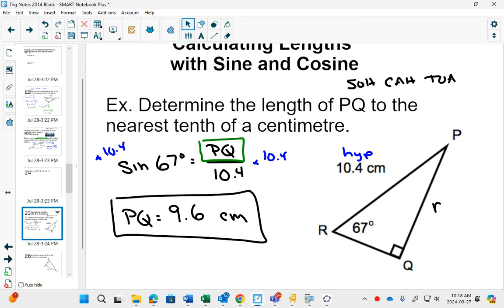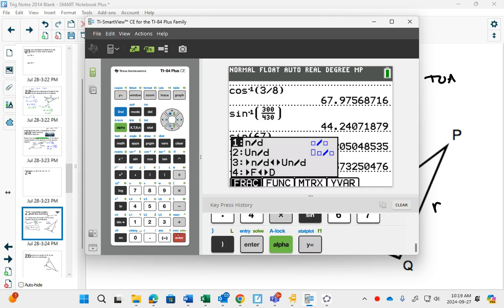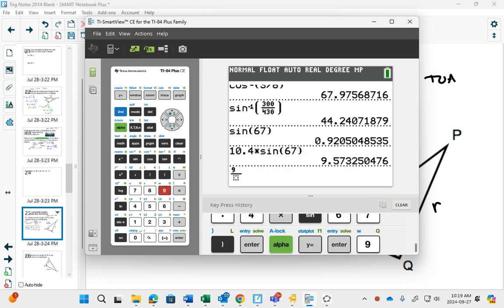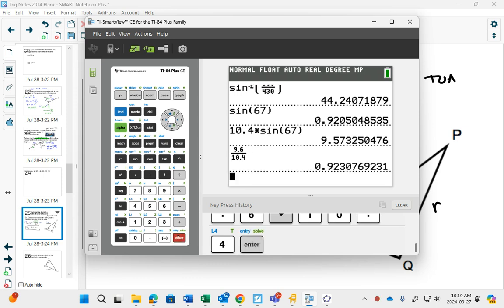Nice to put a box around your final answer. Now we can check. Did our answer actually come out to what we wanted? According to our calculator, sine of 67 was 0.92. If we tried the opposite side of 9.6 divided by the hypotenuse of 10.4, does it get close to 0.92?